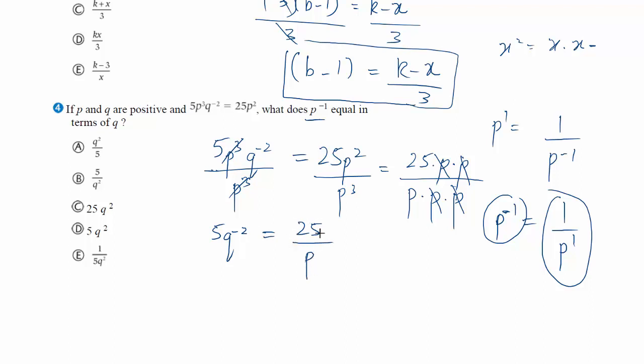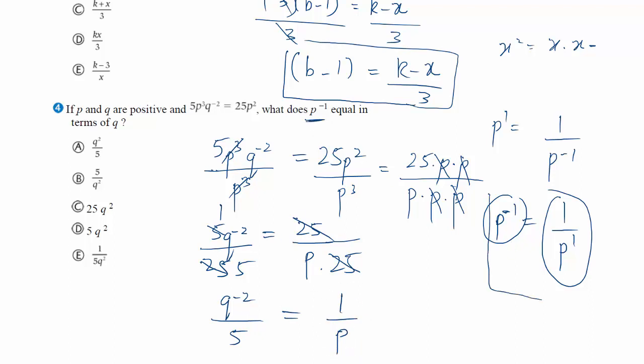Now we want 1 in the numerator. So we can divide by 25 on both sides. Dividing by 25 on both sides, the 25 will cancel out, 5 times 1, 5 times 5. So it'll be q to the negative 2 divided by 5 equals 1 divided by p. 1 divided by p is p to the negative 1, which I told you here. So 1 divided by p to the 1 is actually p to the negative 1.